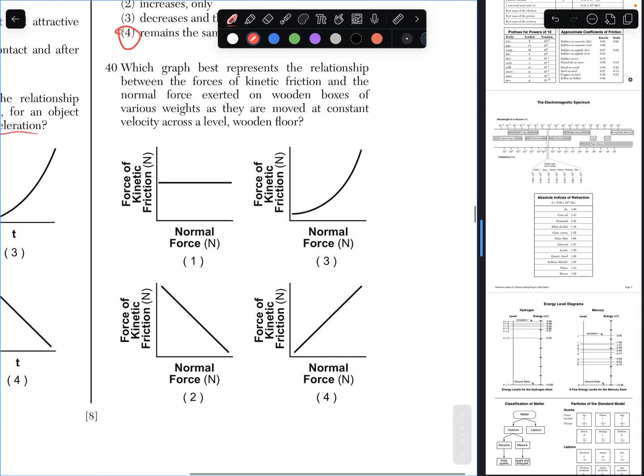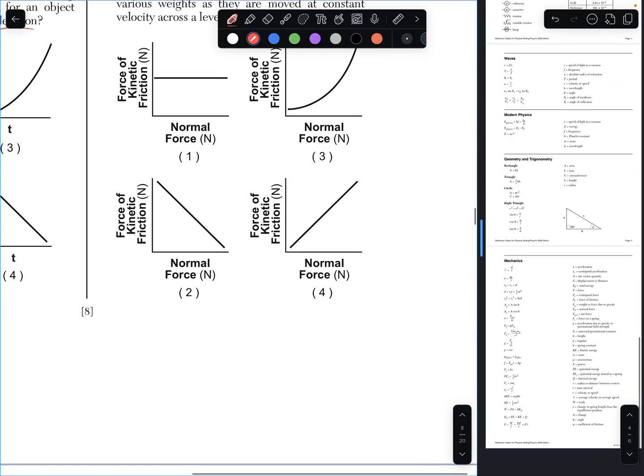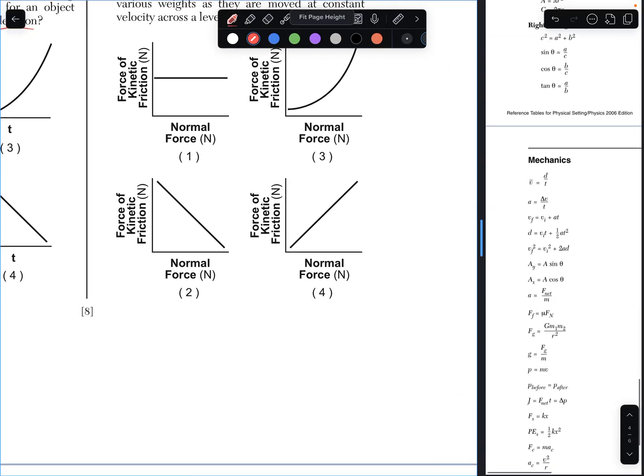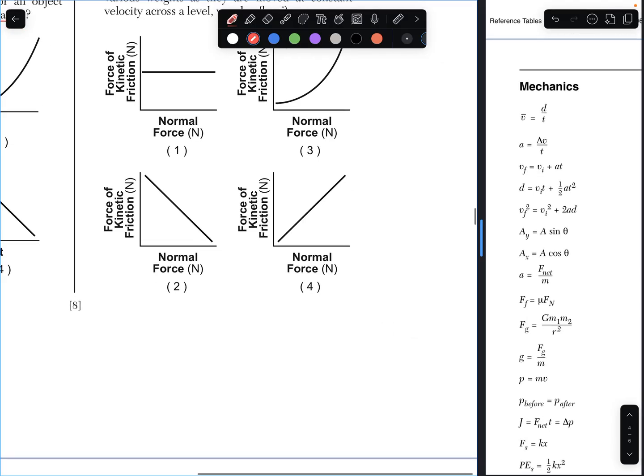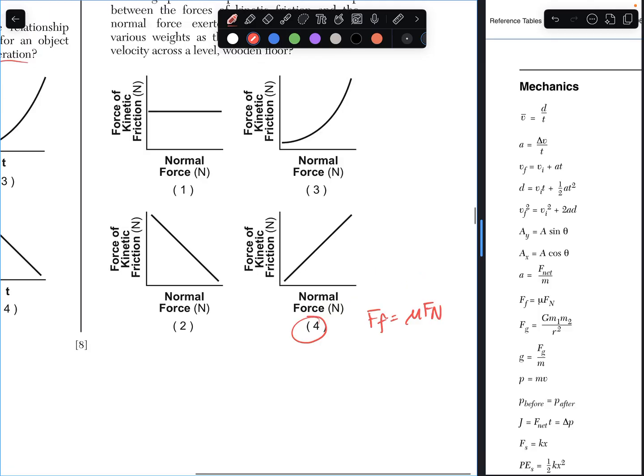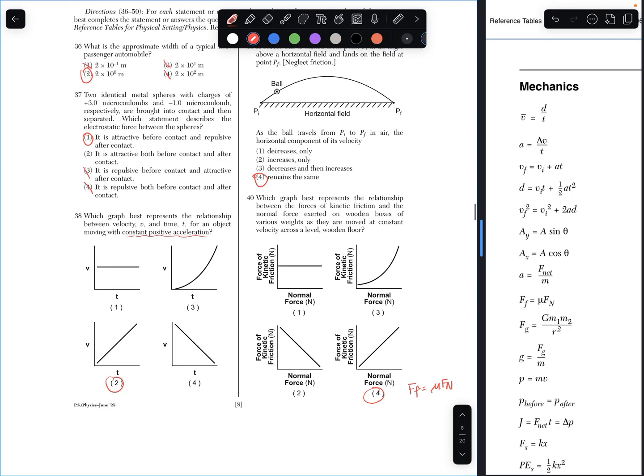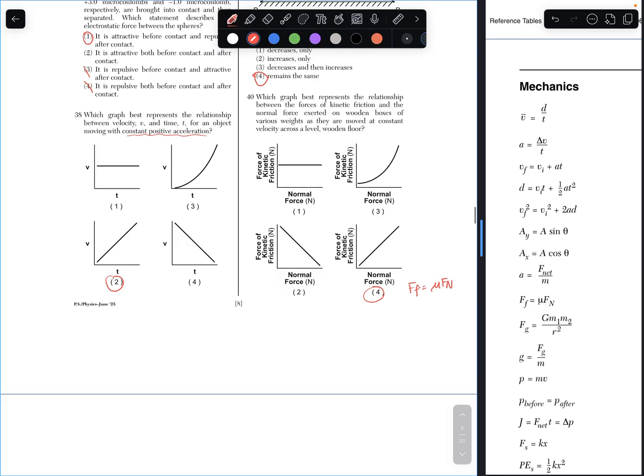Okay. Here we're going to look at the force of friction formula. You should remember it. It is on here. Force of friction is equal to mu Fn, so there's a linear relationship between force of friction and Fn. I don't know why I read it as kinetic energy and that threw me off. The constant velocity part is kind of irrelevant to this problem.